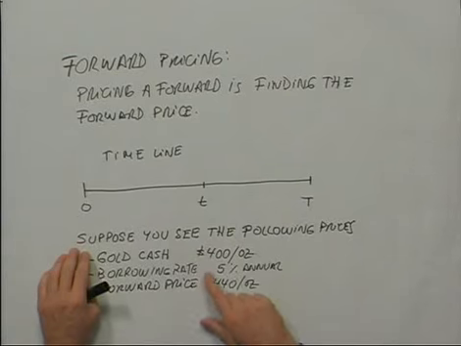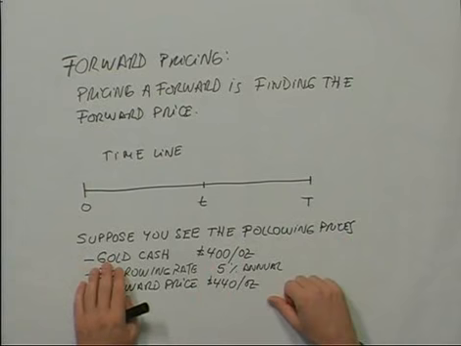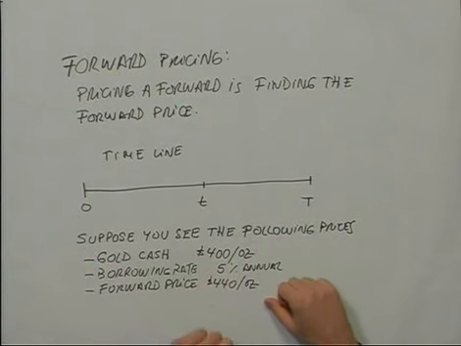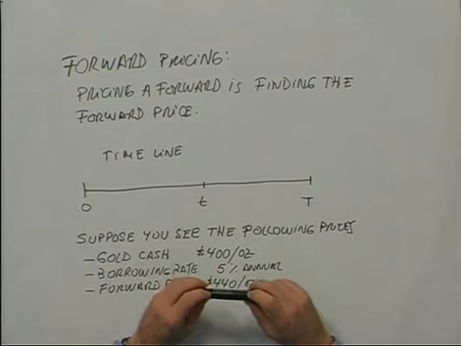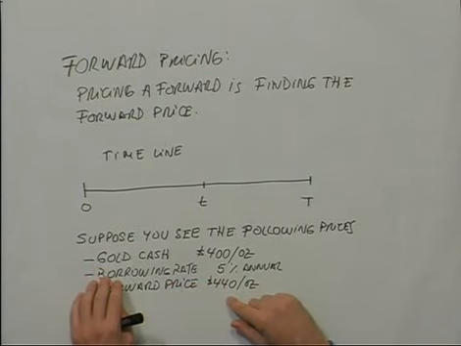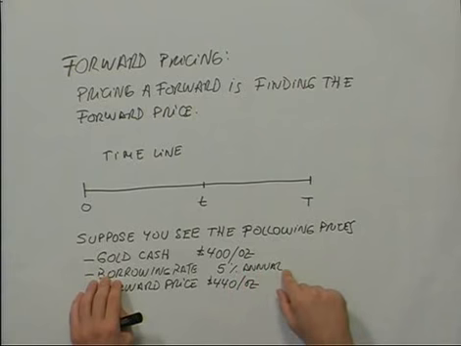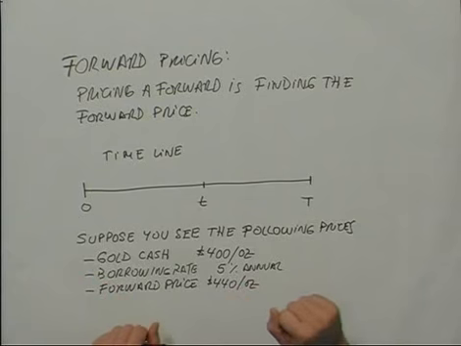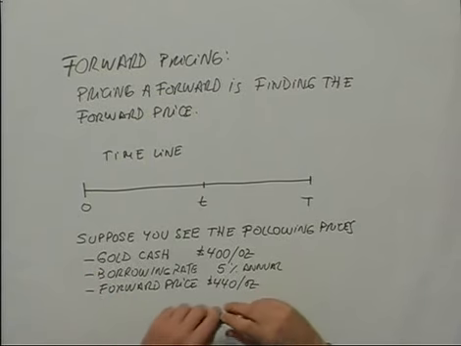So let's suppose that you see the following prices. Gold cash price for immediate delivery is $400 an ounce. This price is often called a spot price or the cash price or the price for immediate delivery. The borrowing rate is 5% on an annual basis, and the forward price that we observe in the market is $440 per ounce. So those are the three pieces of information we see, and we'd like to see whether there is an arbitrage opportunity available given those prices.